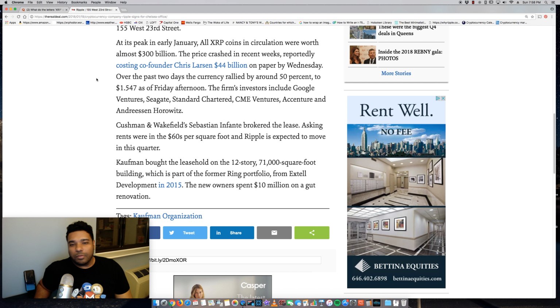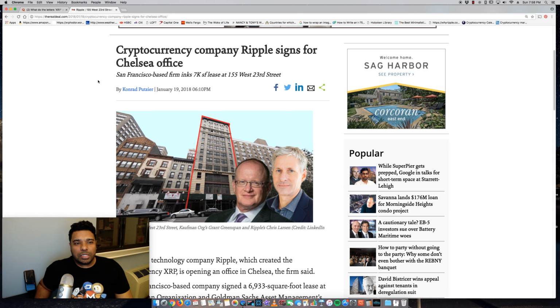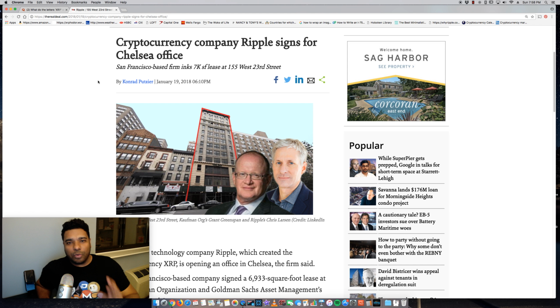Ripple, like I mentioned, one of their investors is Google Ventures, and they have Seagate, Standard Chartered, CME Ventures, and a whole bunch of other folks. So this is pretty interesting. This is awesome news showing that, once again, they're a real business. They actually have physical locations. They're not an idea, a white paper, a scientific experiment.